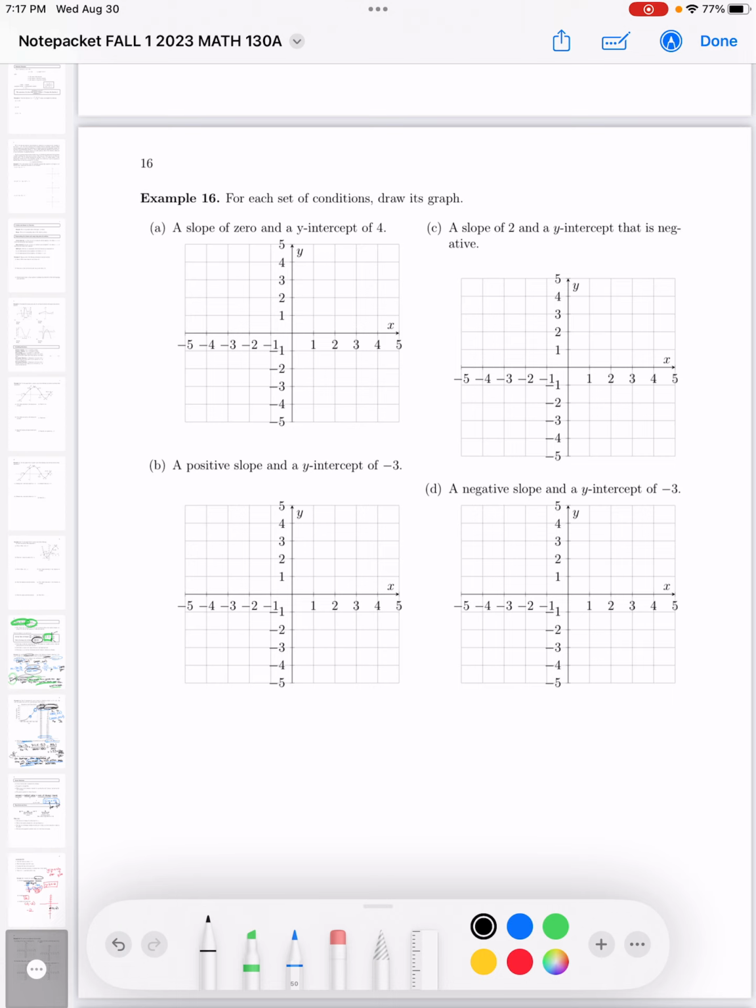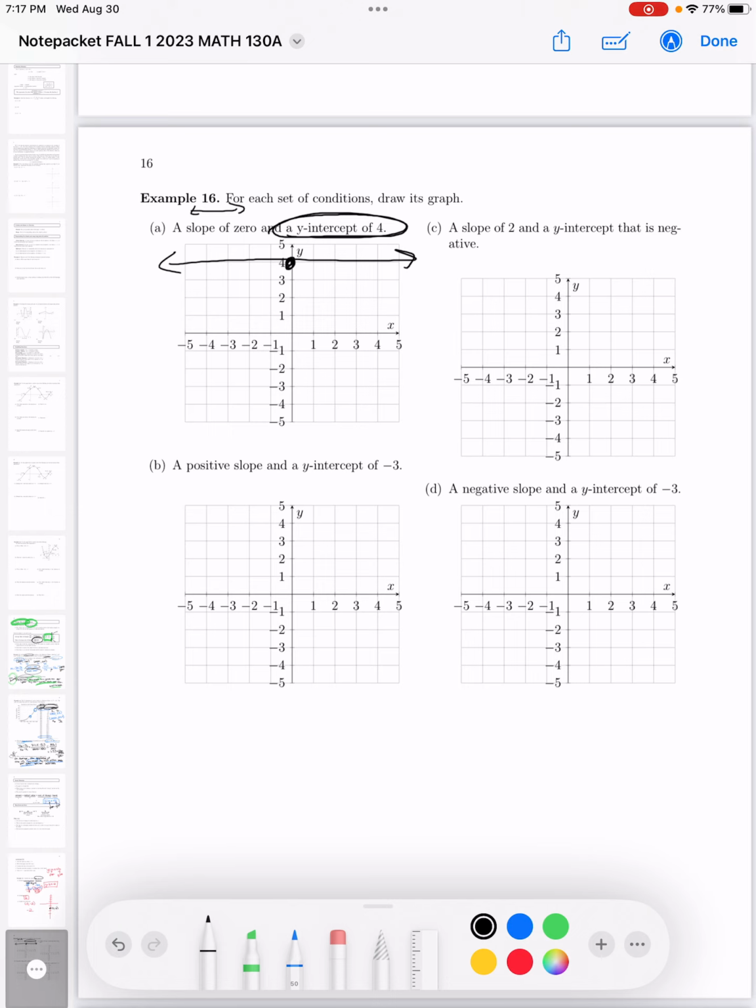I'm going to start up here with A. I'm going to start with the y-intercept. This is going to be true on line 2. I'm going to start with the y-intercept. So my y-intercept is at 4. And my slope is 0. We're going to talk about these special lines later on, again in our notes packet. But the slope of 0 is when we have a flat horizontal line. So I get this line right here.